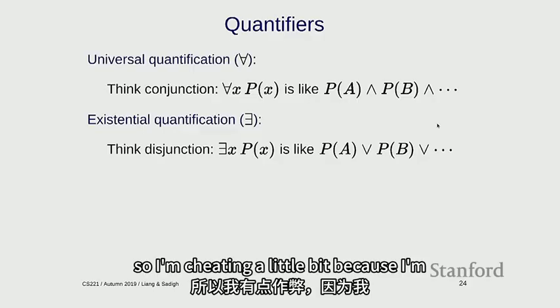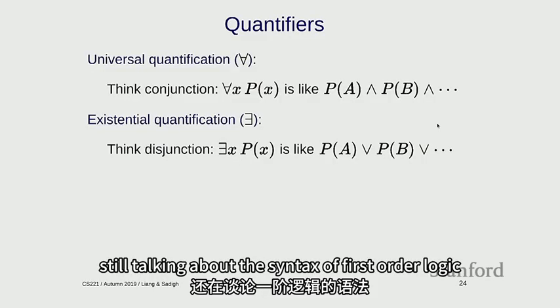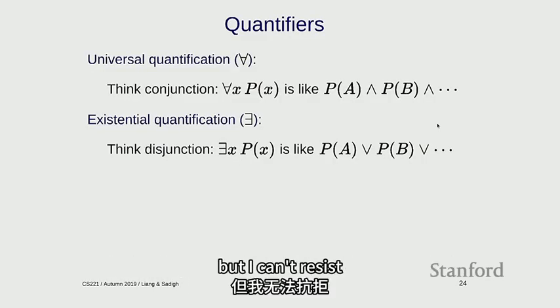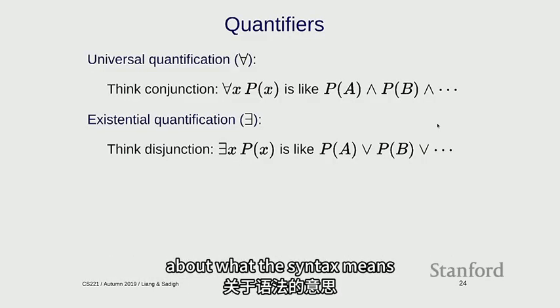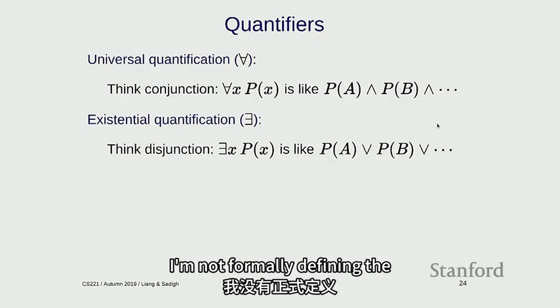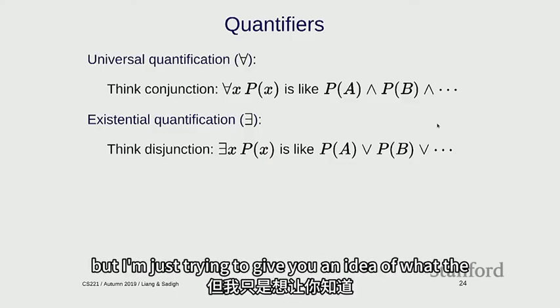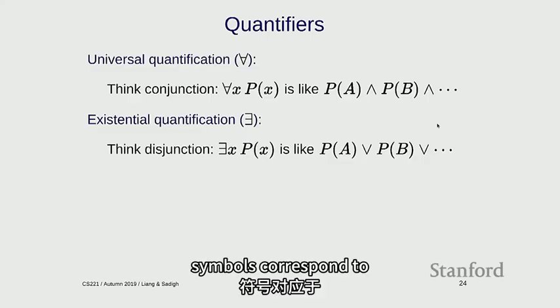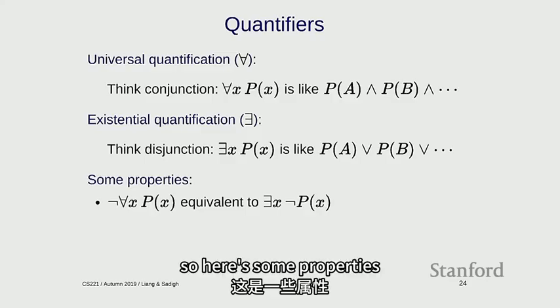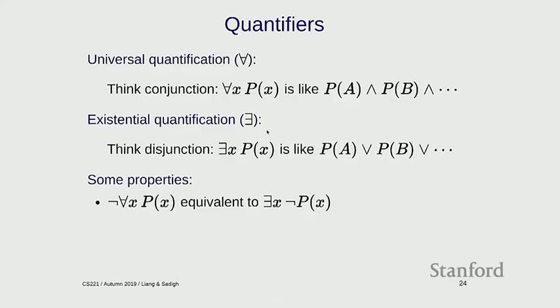So I'm cheating a little bit because I'm still talking about the syntax of first-order logic, but I can't resist giving you a little bit of intuition about what the syntax means. I'm not formally defining the interpretation function here, but I'm just trying to give you an idea of what the symbols correspond to. So here are some properties.